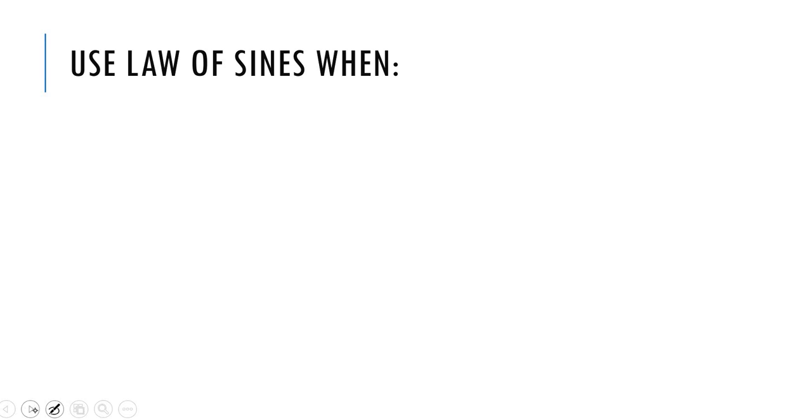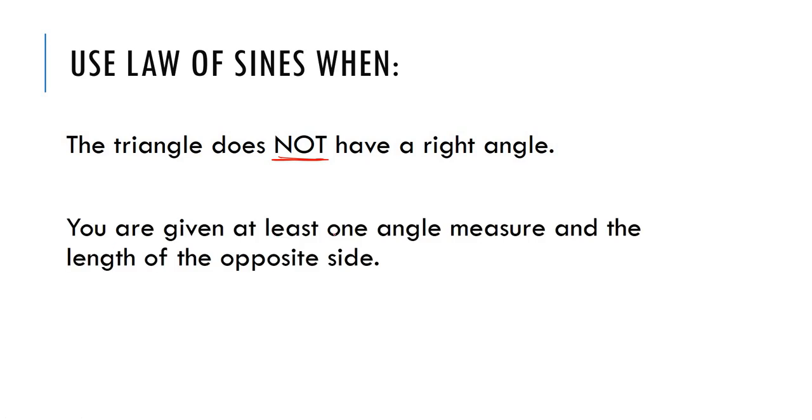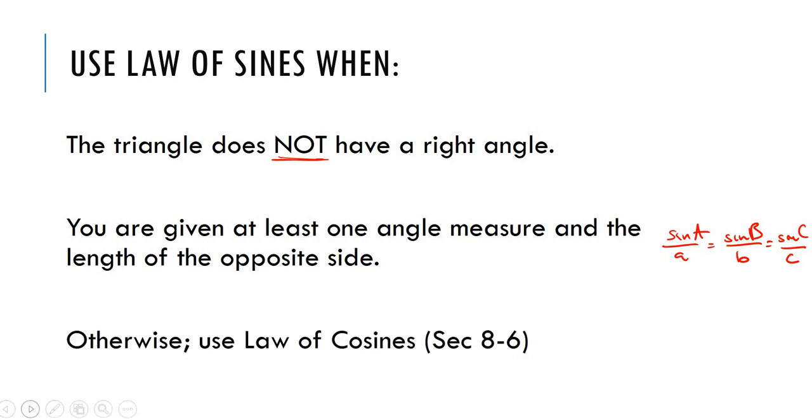So let's do a little recap. We're going to use the law of sines when the triangle does not have a right angle. If we have a right angle, we're going to use SOHCAHTOA. And as long as you're given at least one angle measure and the length of the opposite side, so we've got to have at least one of our pairs, sine A over A, or sine B over B, or sine C over C. We've got to at least have an angle measure and an opposite side. Okay? Now, if neither of those is true, then we're going to use the law of cosines, which we'll find out in the next section.